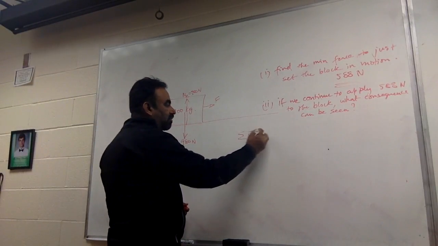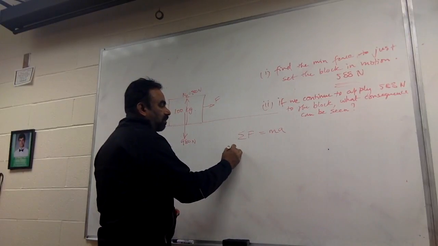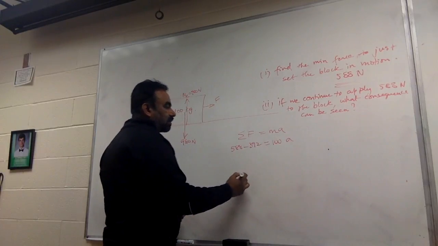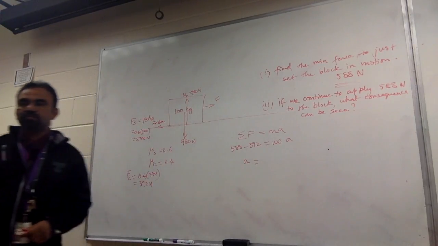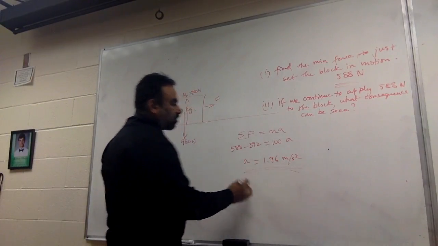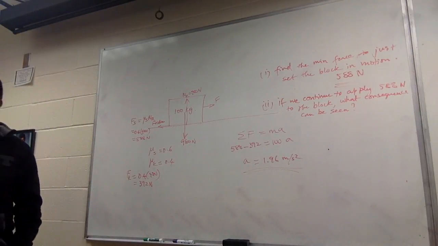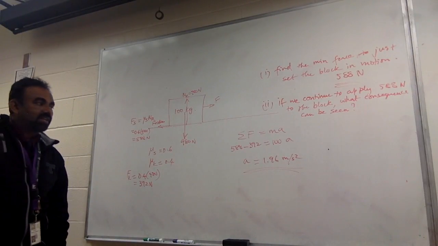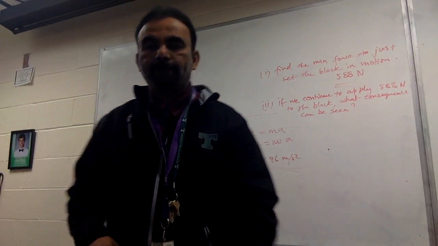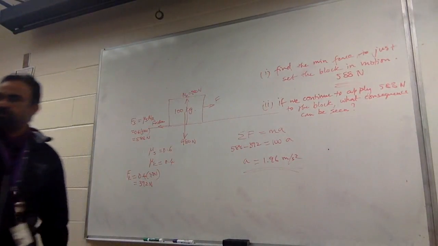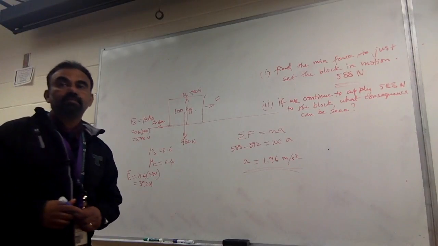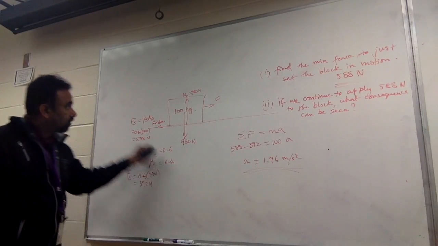So apply second law. Net force equal to ma. So 588 minus 392 is equal to 100a. So find out a. 1.96 meters per second square. So the thing is going to accelerate. That's a consequence. The block is going to accelerate at 1.96 meters per second square. Any questions? All right, let's continue.